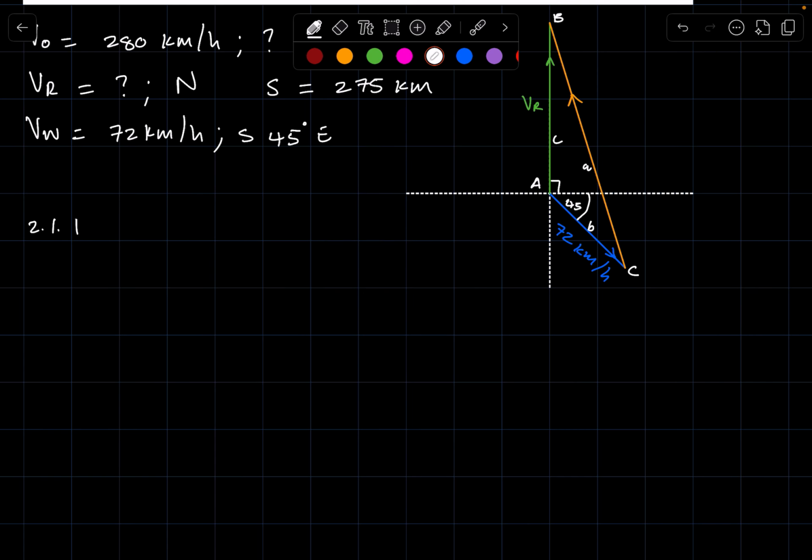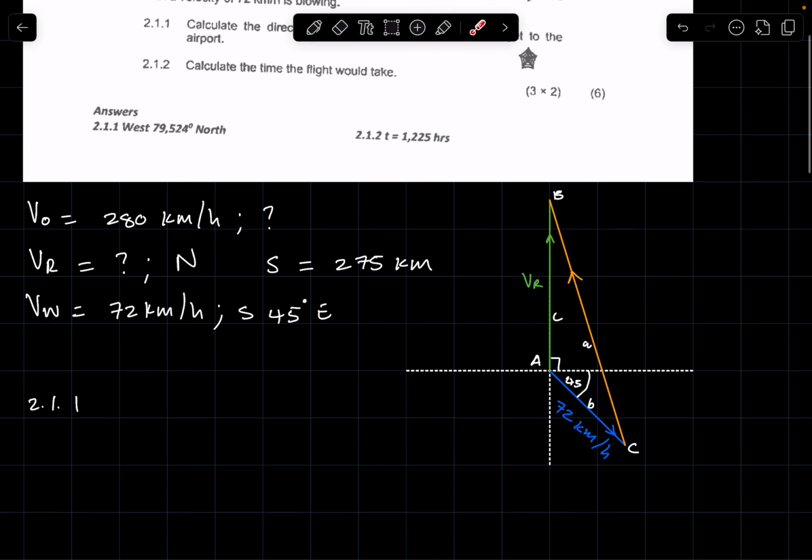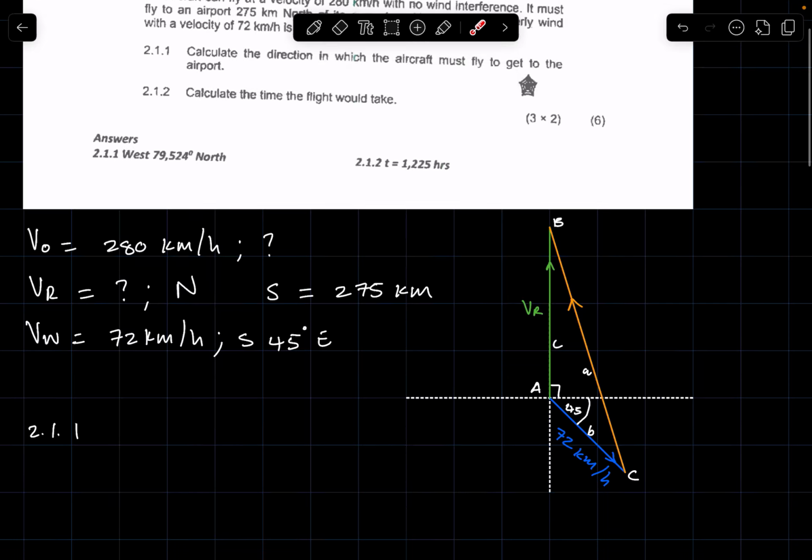2.1.1: calculate the direction in which the aircraft must fly to get to the airport. So the direction that the aircraft must fly to get to the airport, that's the direction of VO.